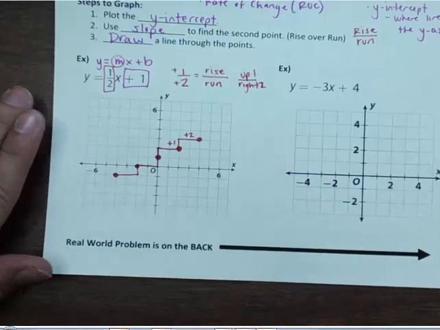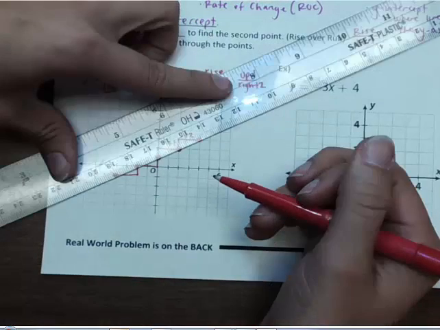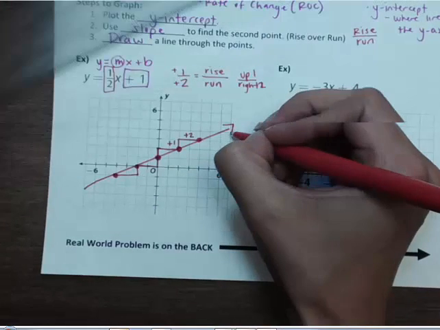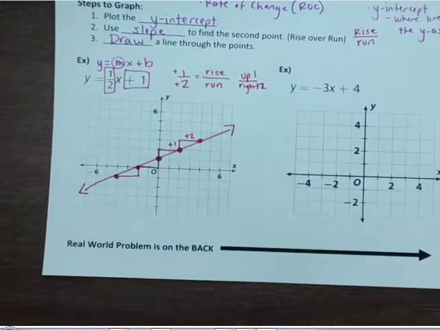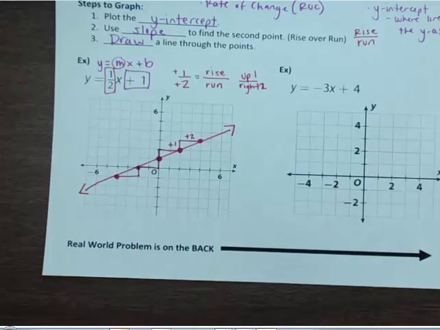My third step is to draw a line connecting these points. Remember, when you draw that line, you have arrows on both sides of that line showing that it's continuous. Go ahead and take a second to do this second example of graphing a linear equation, and push play in a couple of minutes when you're done.